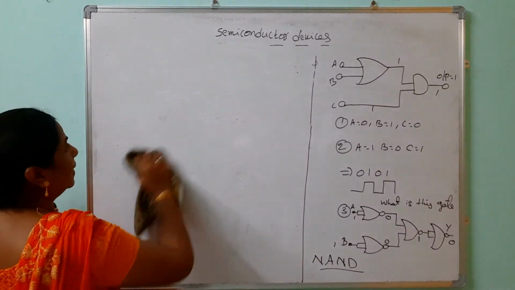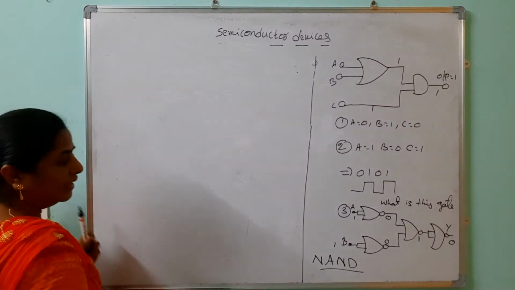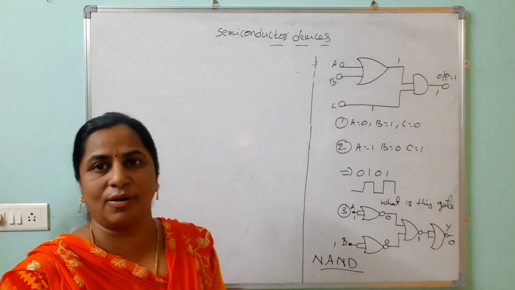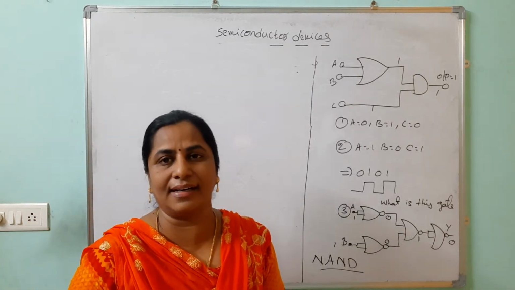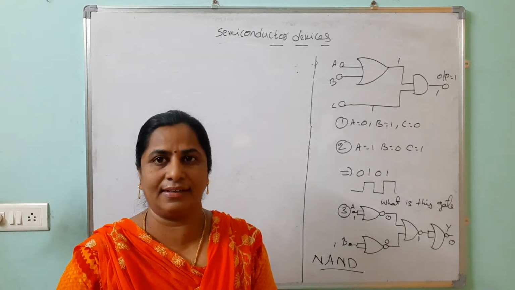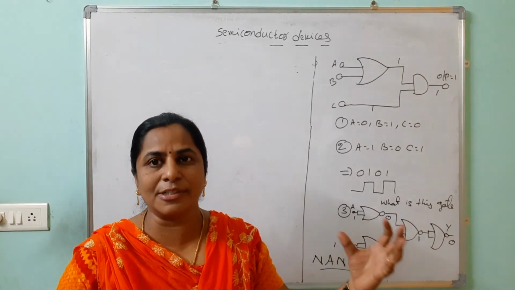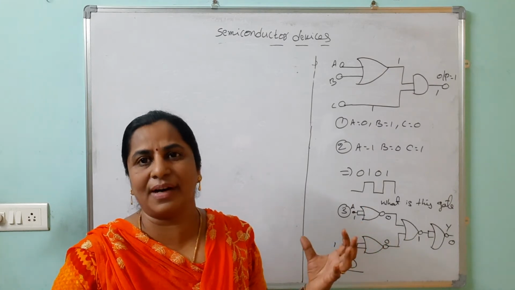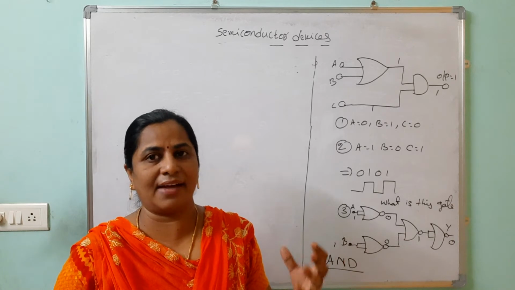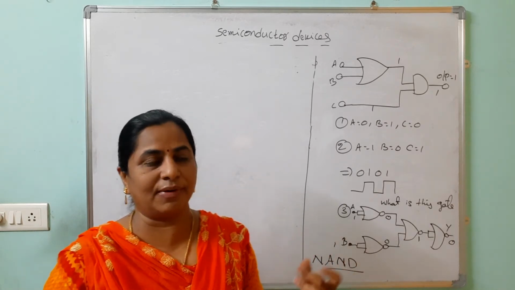Then our second part of semiconductors is the logic gates. There are three basic logic gates. One is the OR gate, another is the AND gate, and the last is the NOT gate. The OR gate belongs to addition, the AND gate belongs to multiplication, and the NOT gate has only one input and one output.